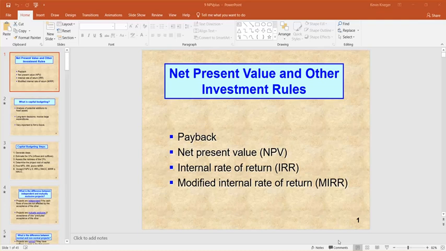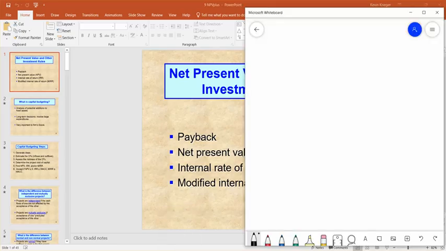Presentation discusses NPV and other investment rules. Sometimes these are called investment criteria or decision criteria. So those are all kind of synonymous. And different books will use different terminology for this, but these are often called decision rules, decision criteria, or investment criteria.